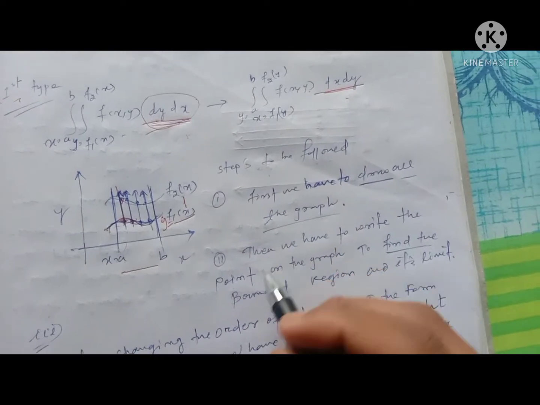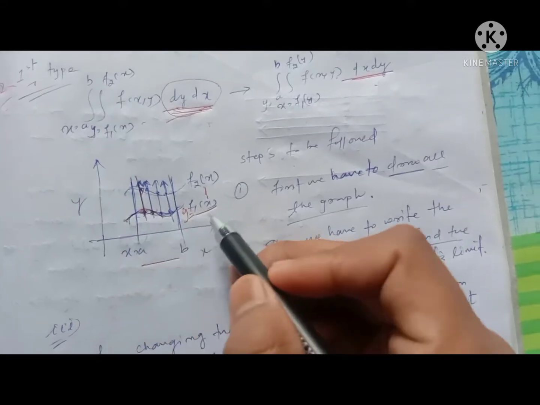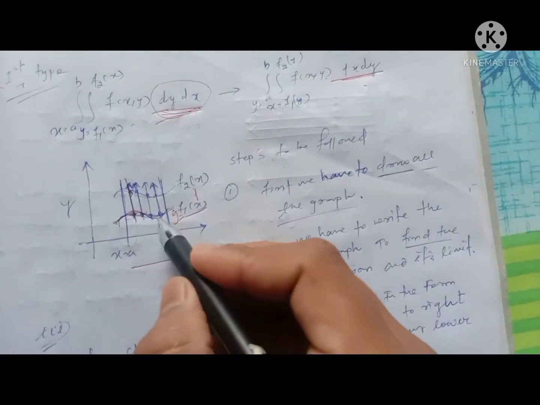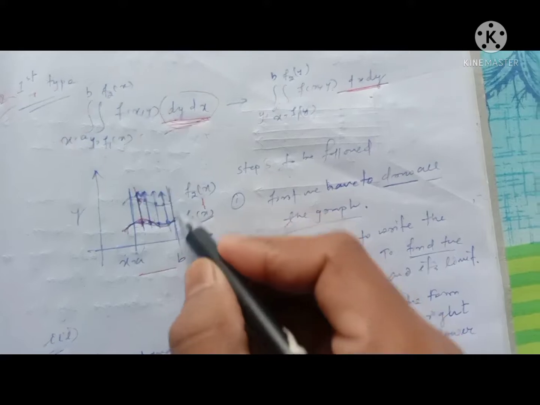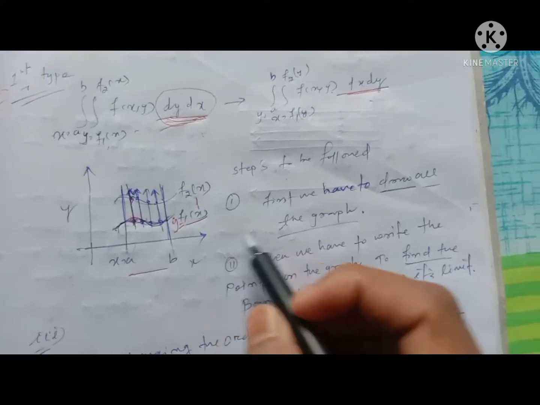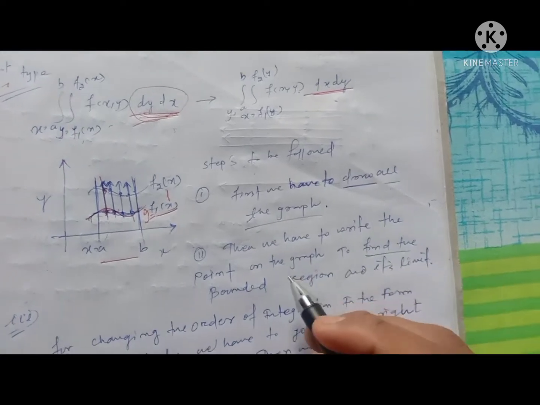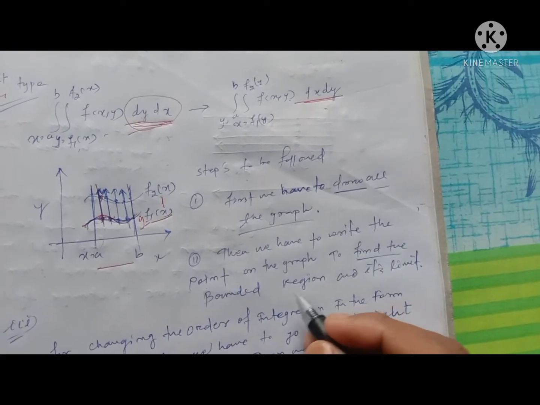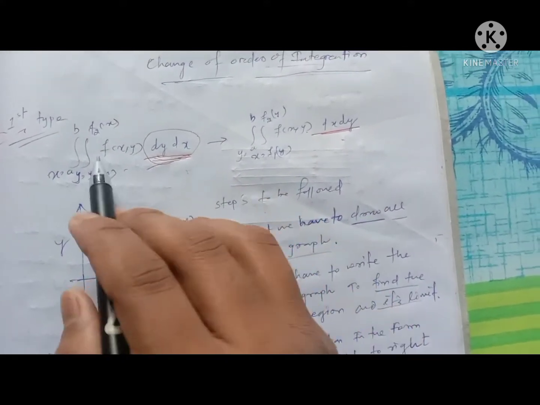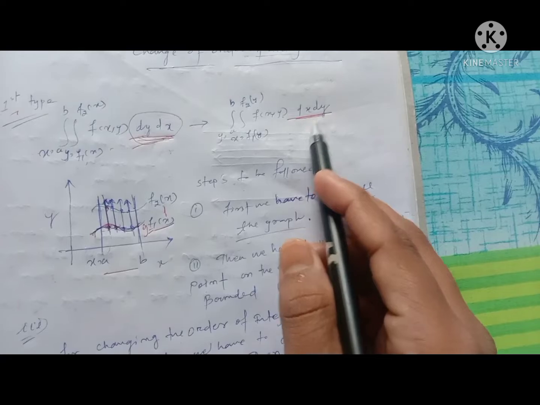Let us assume that y equal to f1(x) and f2(x) are taken as curves. In this case y varies from f1(x) to f2(x) and x is treated as a constant. Then the next step is to mark the points on the graph to find the bounded region and its limits. When the integral is in the form dy dx, we first find the bounded region, then we transform to dx dy.